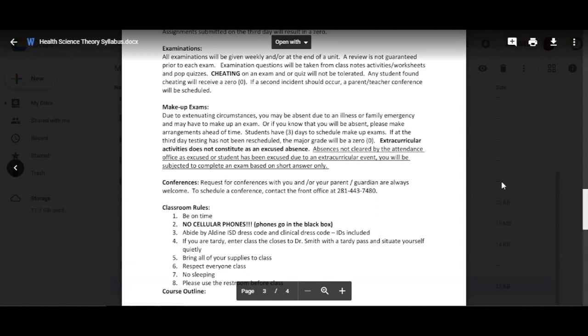Absences not cleared by the attendance office as excused, or not excused due to an extracurricular event, will be subject to completing an exam based on short answer only. And if you become what I call a frequent flyer, meaning that you miss every test every time, you will also be subject to a short answer exam.